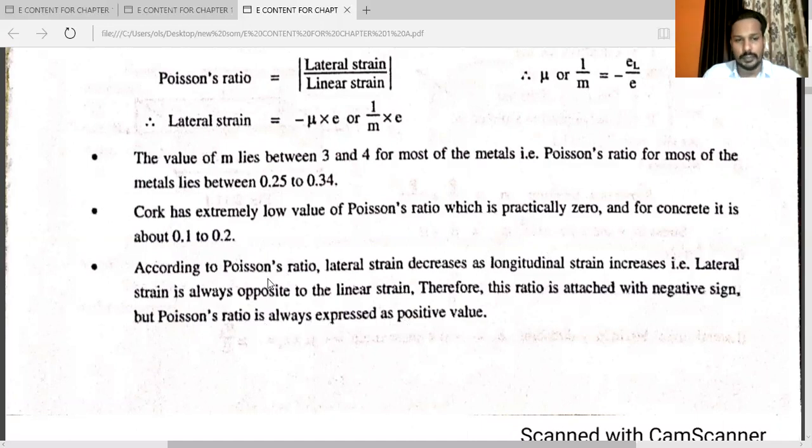Again, I am explaining a very important point. According to Poisson's ratio, lateral strain decreases as longitudinal strain increases. That is, lateral strain is always opposite to the linear strain. Therefore, this ratio is attached with a negative sign, but Poisson's ratio is always expressed as a positive value.